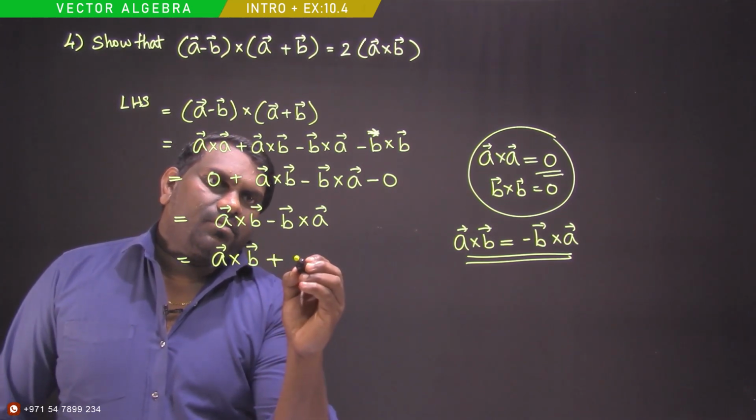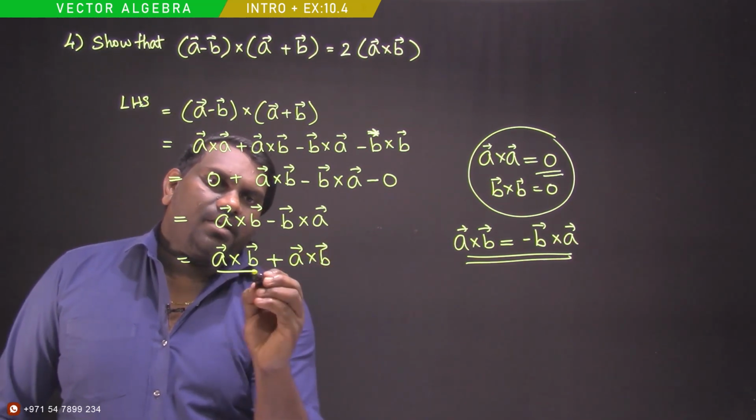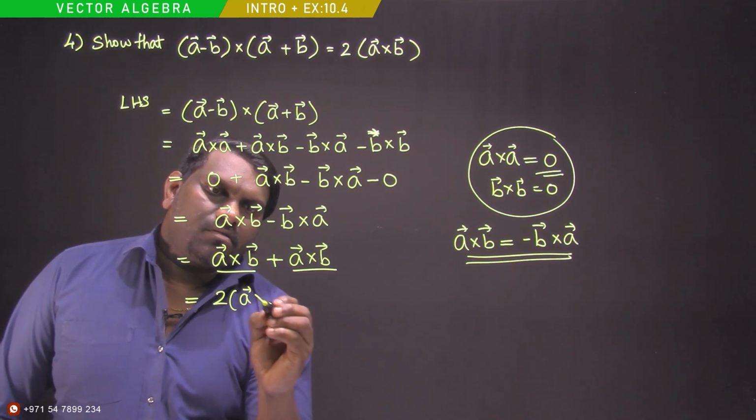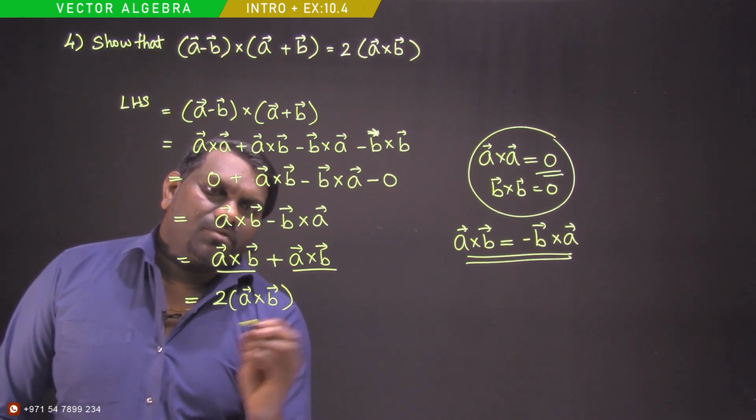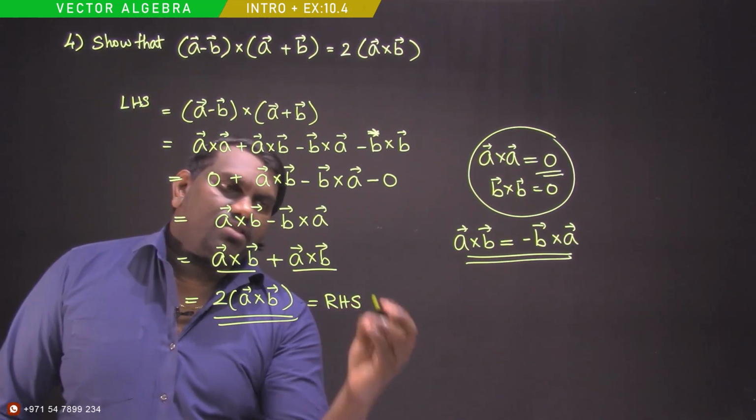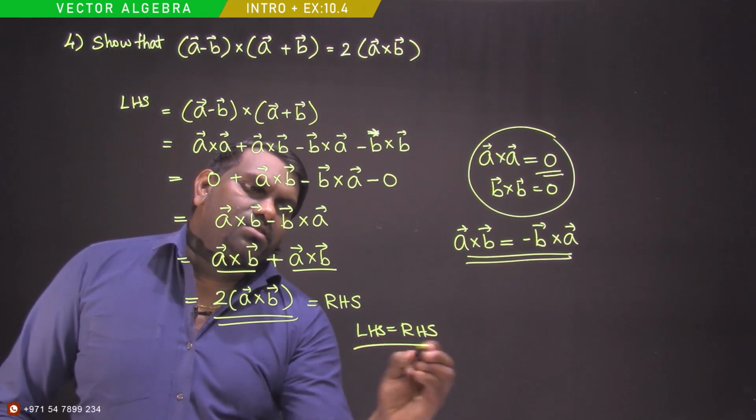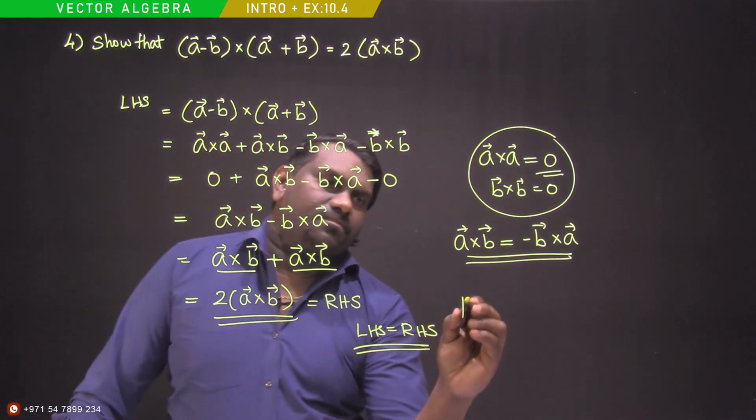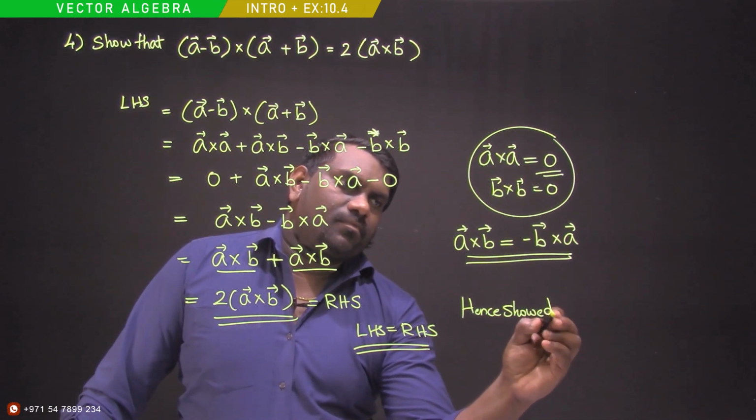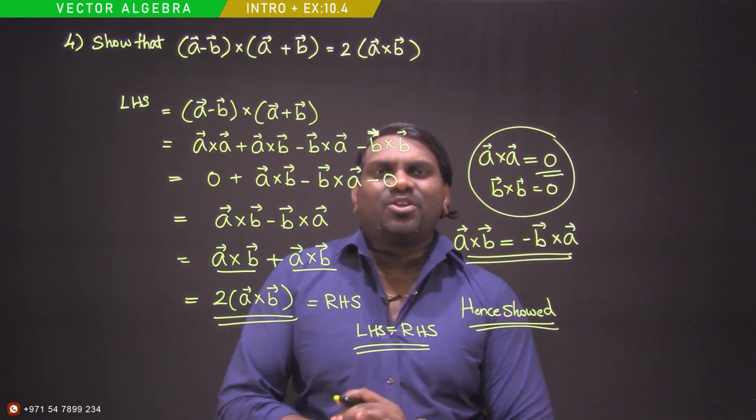Plus, you can interchange this. Now what do I have here? Two numbers, right? 2, which is the same. So that is what it asks us to find. That is in fact your RHS. So LHS is equal to RHS. Hence showed. Fine. Okay, that was quite easy, right dear? Yes. Move on to the fifth one then.